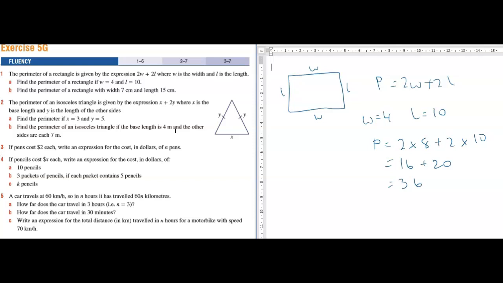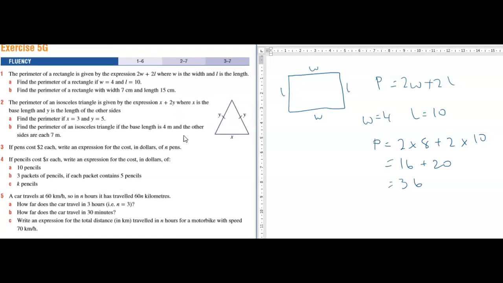So question 2, the perimeter of an isosceles triangle. So an isosceles triangle has two sides the same. Is given by the expression x plus 2y, where x is the base length and y is the length of the other sides. Find the perimeter if x equals 3 and y equals 5. So you're just substituting it into this equation. So if x is 3 and y is 5, you've got 3 plus 2 times 5, so your answer is 13. And then question B is quite similar, but you're now in meters.